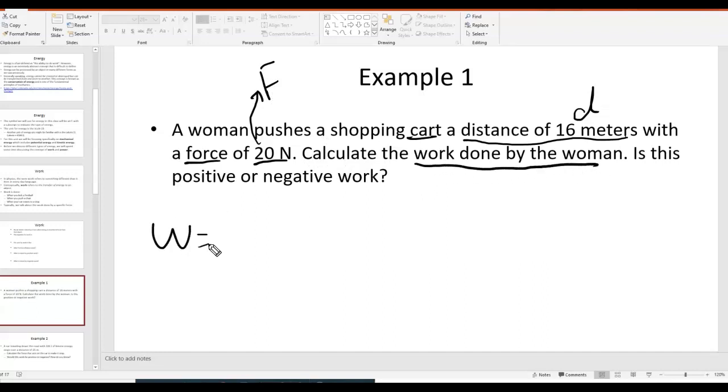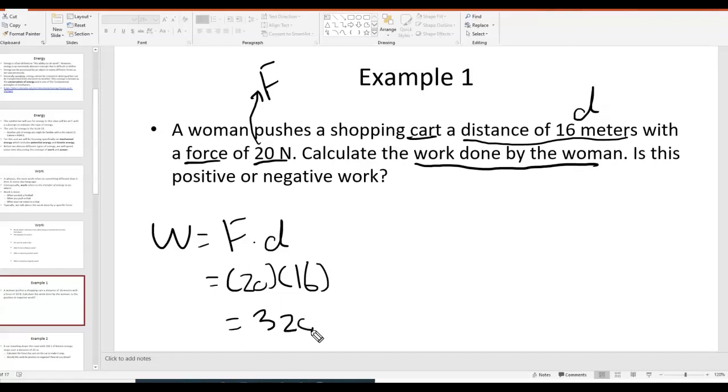So we're just going to use the equation for work, and this is a very simple calculation. Force times distance. The force is 20. The distance the shopping cart moves is 16. And so if you plug that into your calculator, you get 320 joules of work.